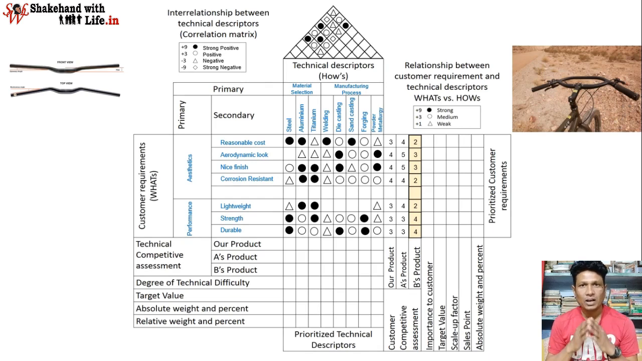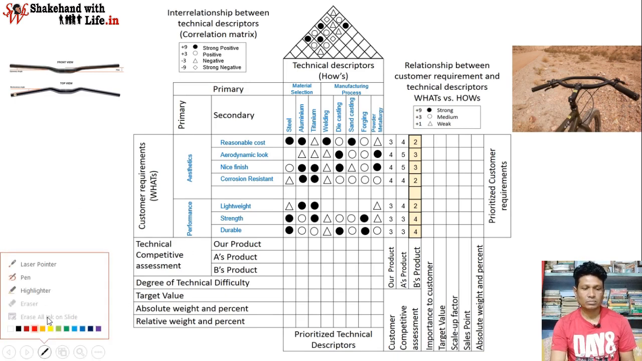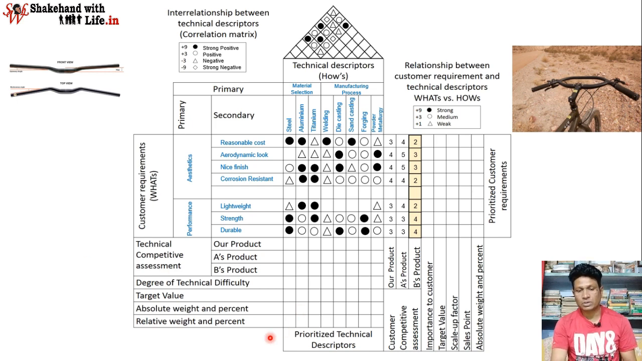Okay, now we study the technical competitive assessment here in the bottom of the house, in the section of prioritized technical descriptors. This is the first section in the prioritized technical descriptors where we study the technical competitive assessment for our product, A's product and B's product. A and B are our competitors. So how do we do that?